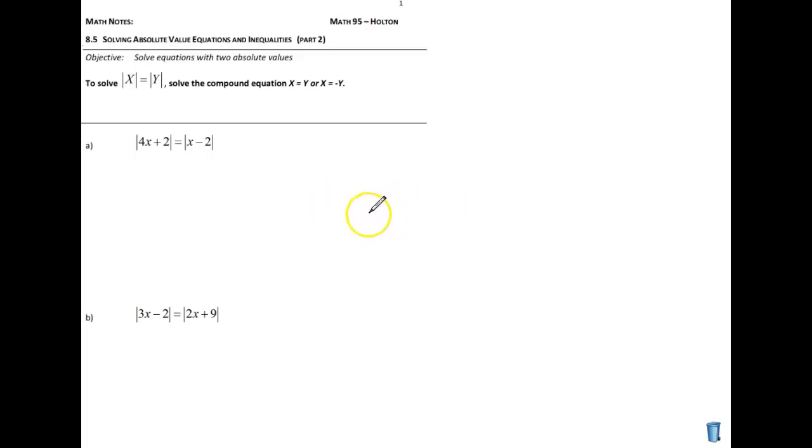In this video, we're going to talk about the second part of solving absolute value equations and inequalities. And this one comes from when you have two sets of absolute values that are equal to each other. And what we learn here is that if you have two sets of absolute values equal to each other, you say, well, either x equals y or x equals negative y. Okay? So in this case, the absolute values are already equal to each other.